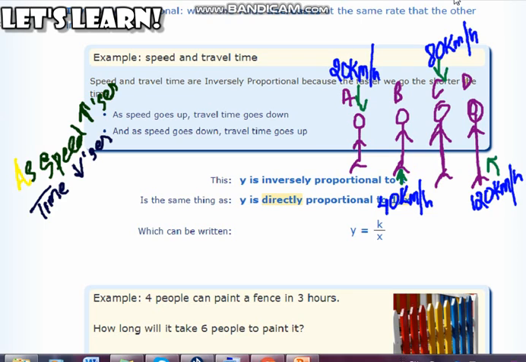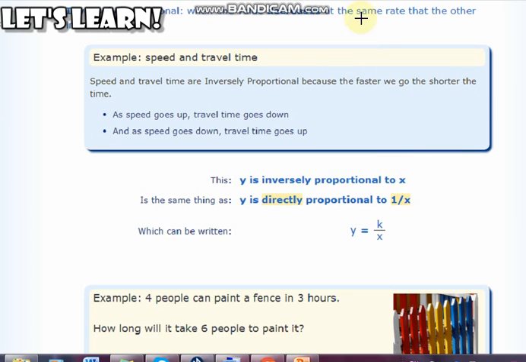So such sort of relationships are known as inverse proportion. By the name itself you can see that inverse matlab ulta, opposite, right? So the one thing is the opposite to the other. If one thing is increasing, the other thing would decrease. So we can see down here that as speed goes up, travel time goes down. As speed goes down, the travel time goes up.